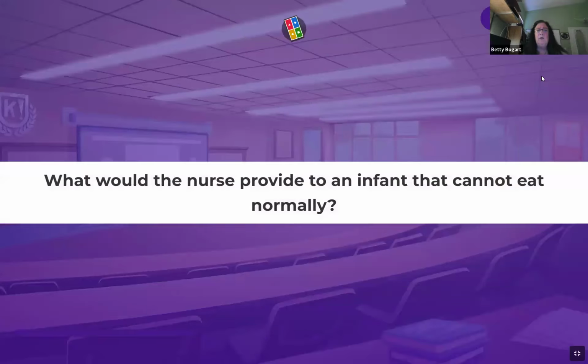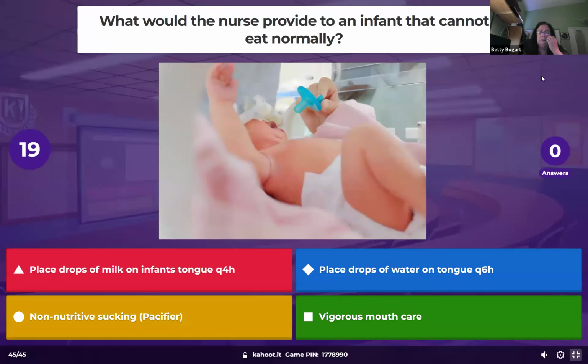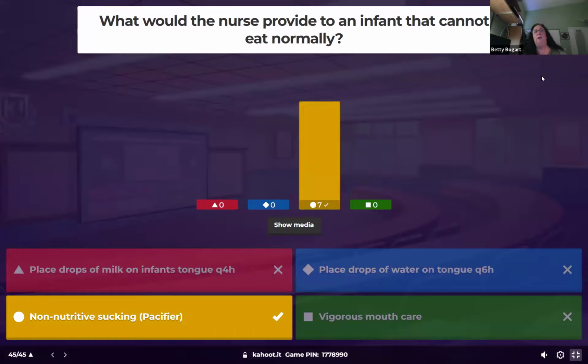And last question. What would the nurse provide to an infant that cannot eat normally? So remember, an infant, one of the things that they do need because they comfort themselves, it's part of what they need for growth and development, is that non-nutritive sucking device or a pacifier.